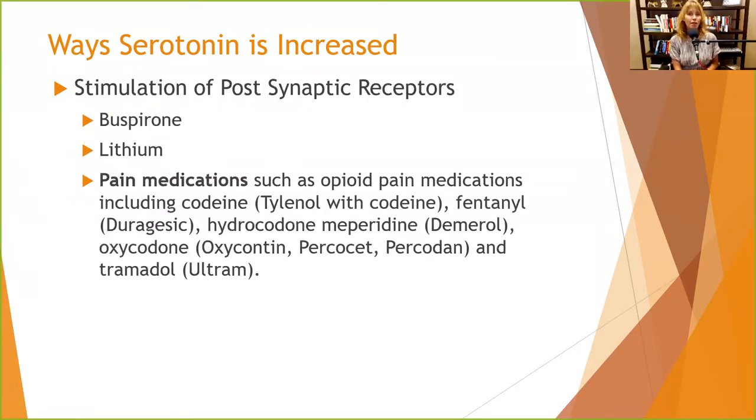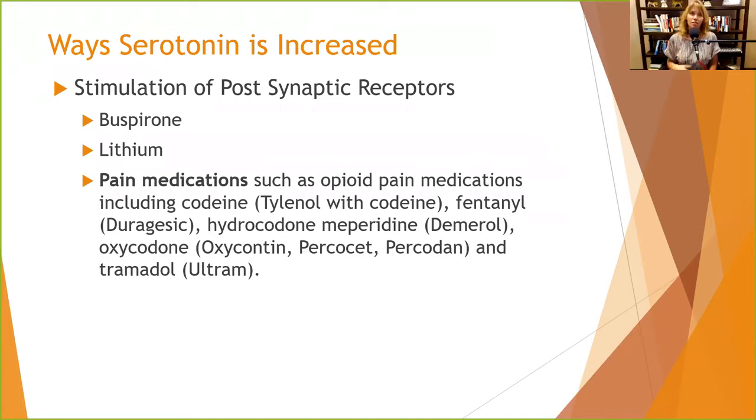The fourth way we increase serotonin is through stimulation of postsynaptic receptors. So you've got serotonin, it's released into the synaptic cleft, and then these receptors are out there. Now, going back to Neurobiology 101, receptors are kind of like lock and key sort of things. Stimulation of the postsynaptic receptors means we're activating more of these locks. Buspirone, lithium, and opioid-based pain medications can all stimulate postsynaptic receptors.